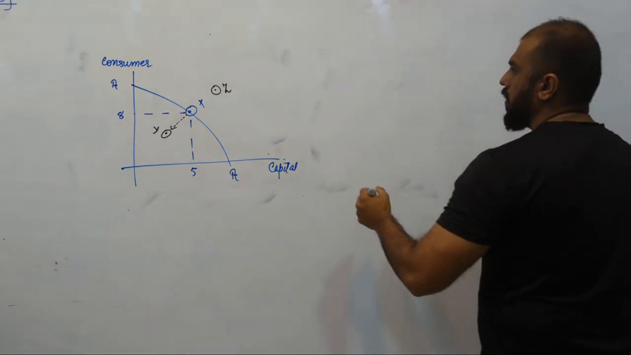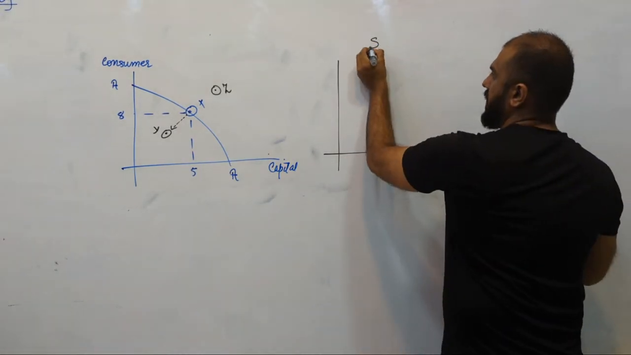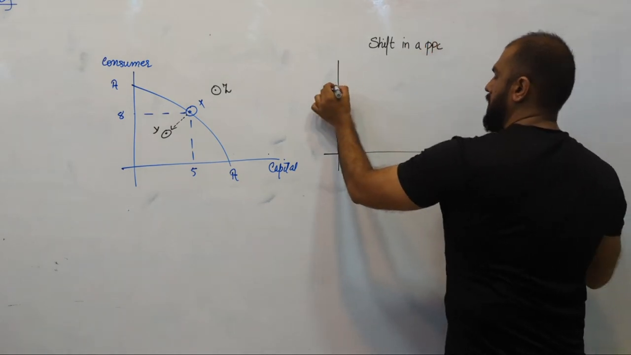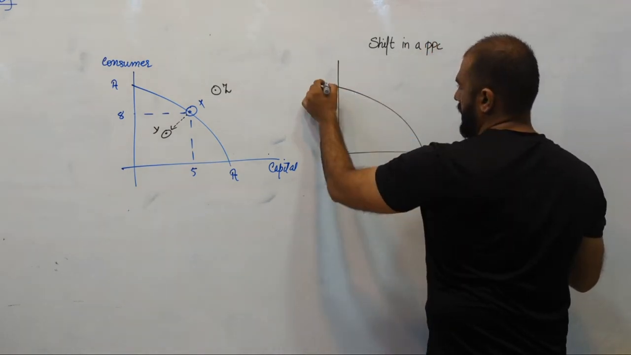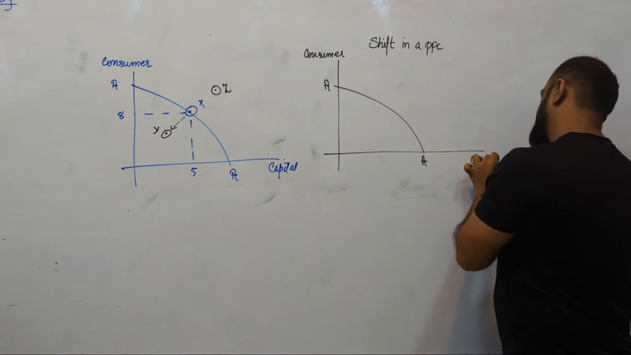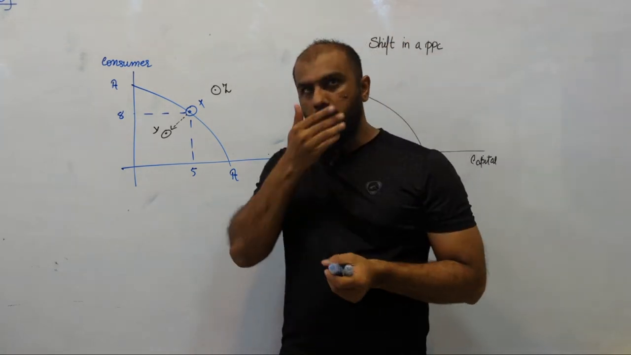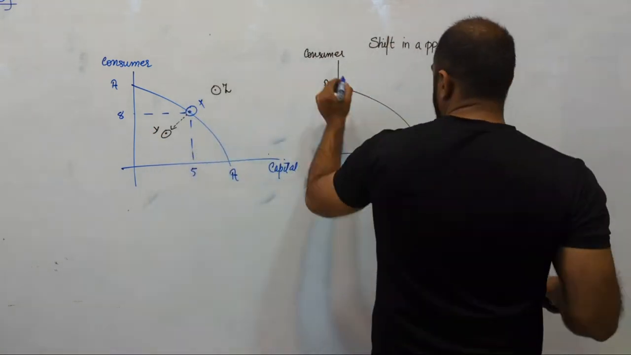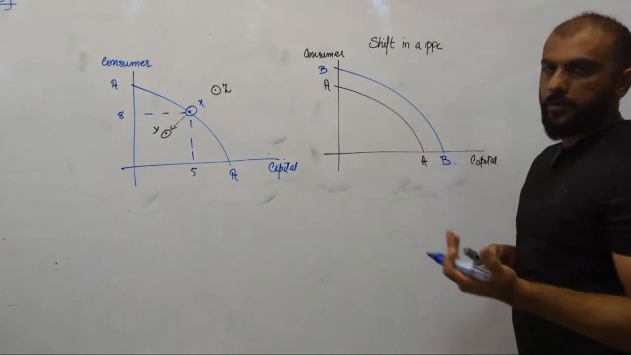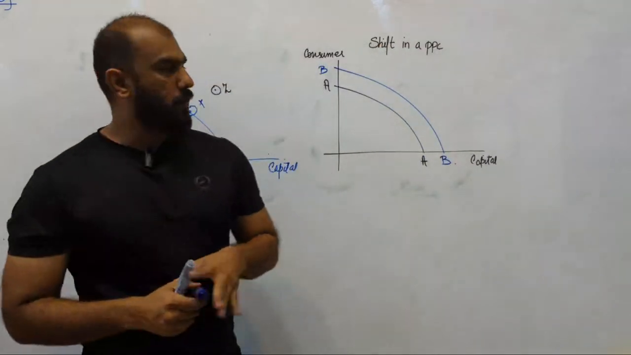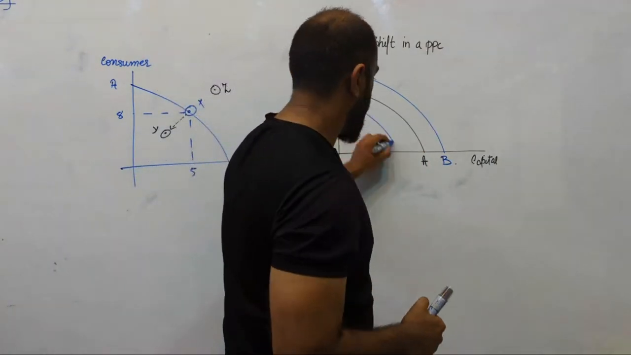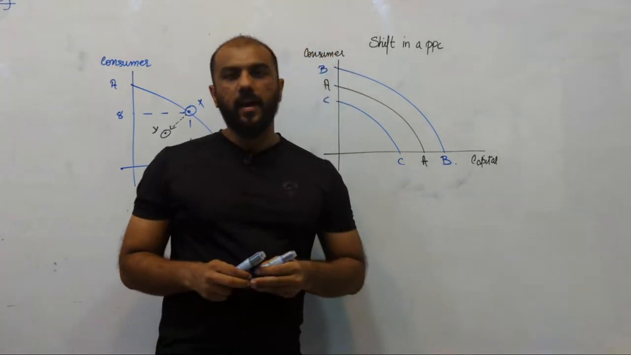Okay, the next concept is a shift in a PPC. Now we have a PPC that is labeled as AA. We're producing consumer goods and capital goods. Now, our PPC can either shift inwards or it could shift outwards. So let's say it shifts outward, this means that now I have a capacity to produce more. I like to tell my students that we would always write when the PPC shifts outward, the productive capacity increases. And when it shifts inward, we would say the productive capacity has decreased.